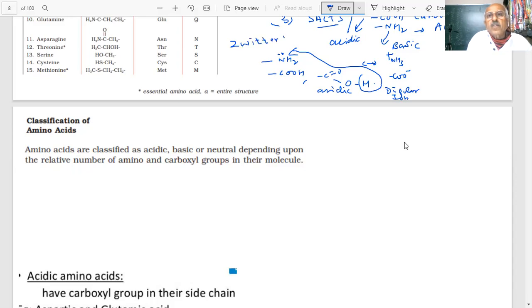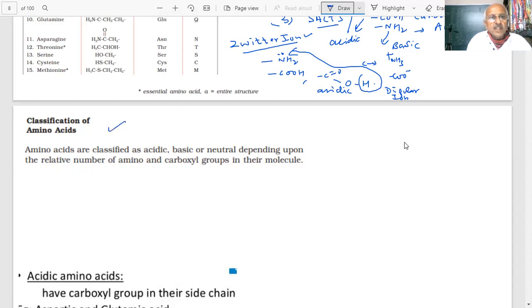A zwitter ion, student, is a dipolar ion which has a positive as well as a negative ion present inside it. So they can act like a salt. And since there is a plus and minus, there will be a higher melting point, and also solubility in water.